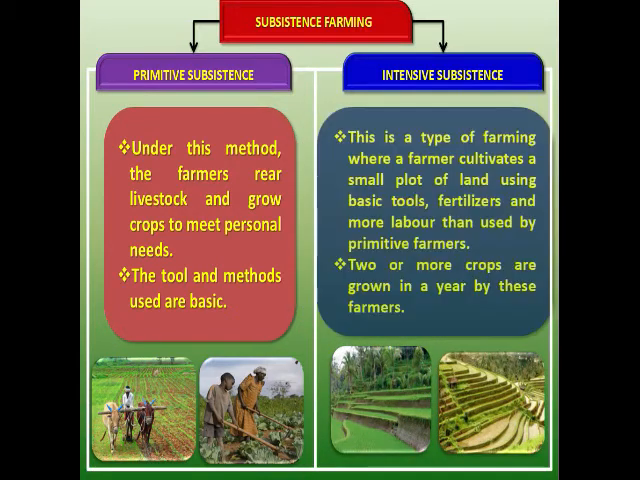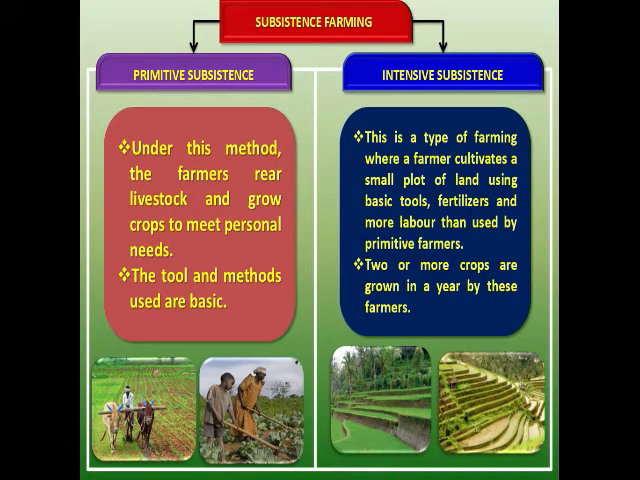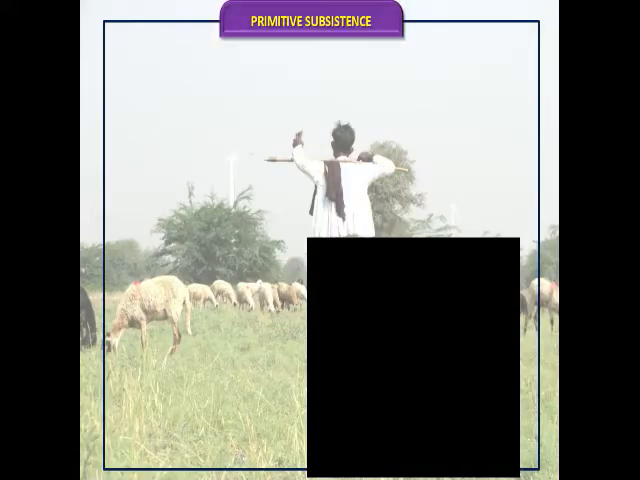In intensive subsistence, this is a type of farming where the farmer cultivates a small plot of land using basic tools, fertilizers, and more labor than is used by primitive farmers. So two or more crops are grown in a year by these farmers. And the next one is primitive subsistence, and then nomadic farming.